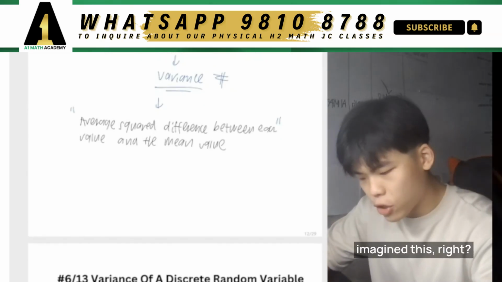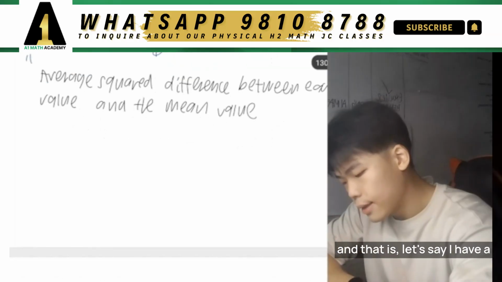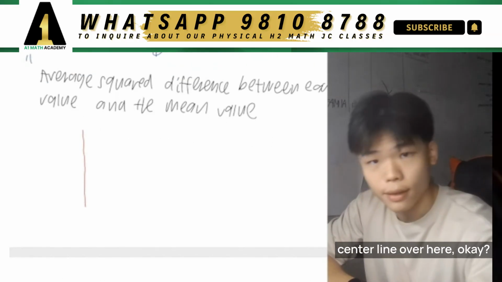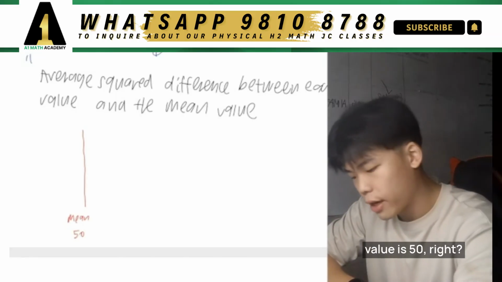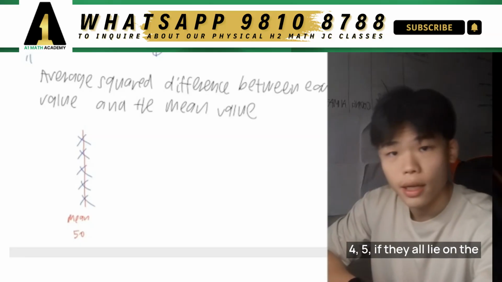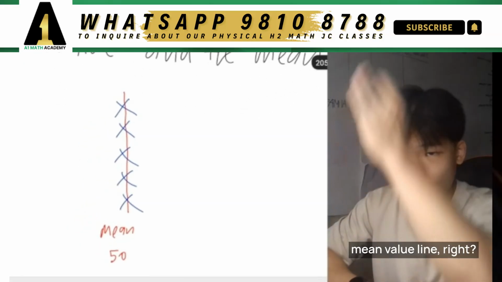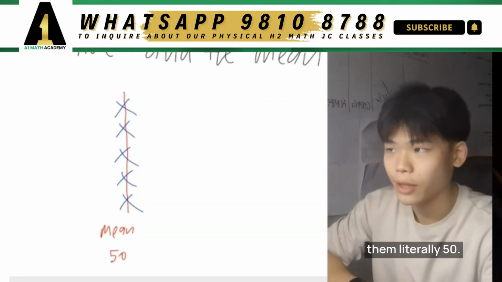So you just imagine this, right? We're just going to use the example from earlier on, and that is, let's say I have a center line over here, okay? And imagine this center line is the mean value. So the mean value is 50, right? If all the values 1, 2, 3, 4, 5 all lie on the mean value line, right, the effective distance is 0, right? Because all of them are literally 50.